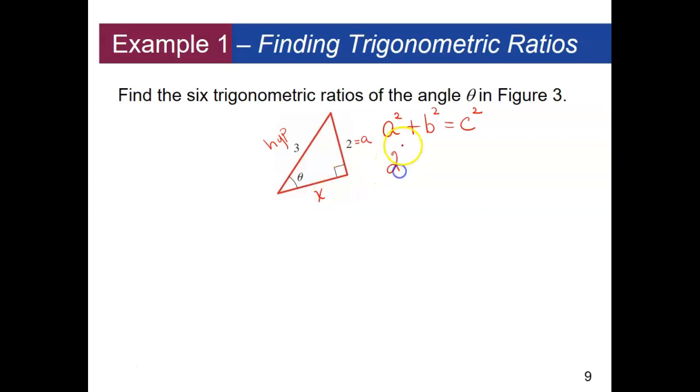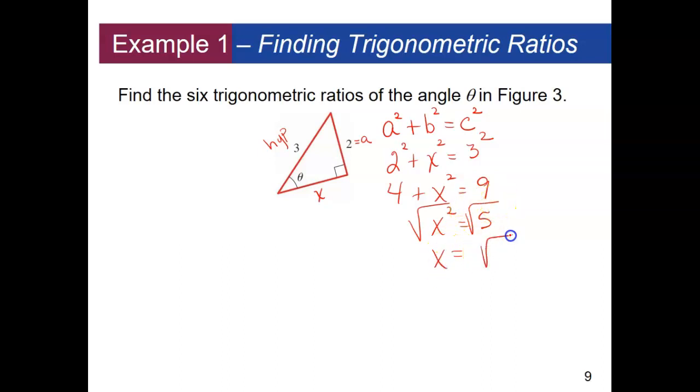So I'm going to have 2 squared plus x squared equals 3 squared. So 4 plus x squared equals 9, which means x squared is going to be 5. Take the square root. Technically, it's plus or minus, but because we're talking about lengths of sides of triangles, it's only going to be a plus. So x is equal to the square root of 5. Now I'm ready to find my trig ratios.